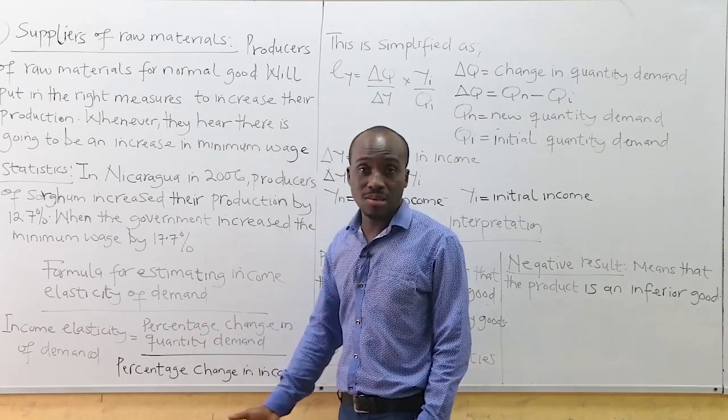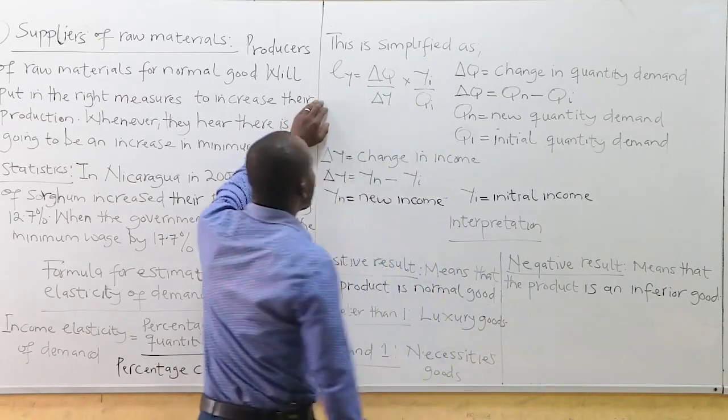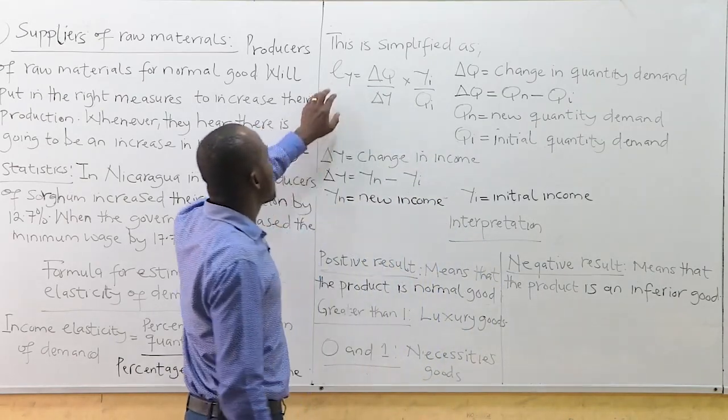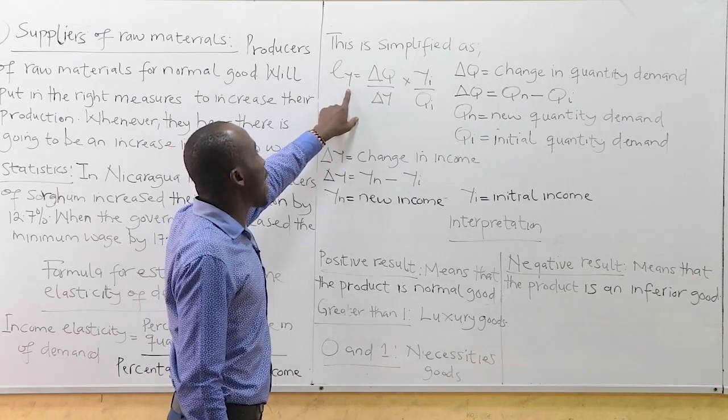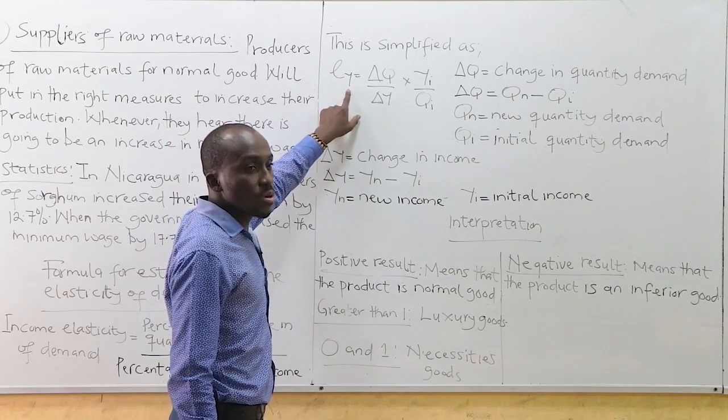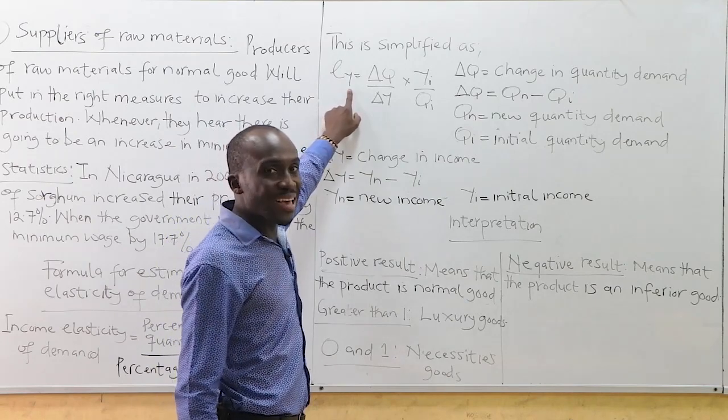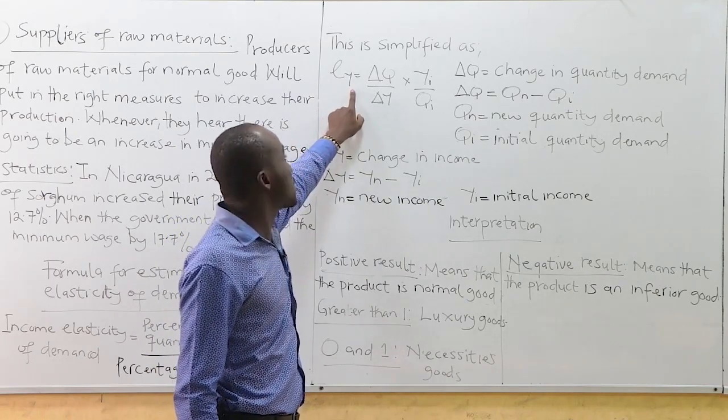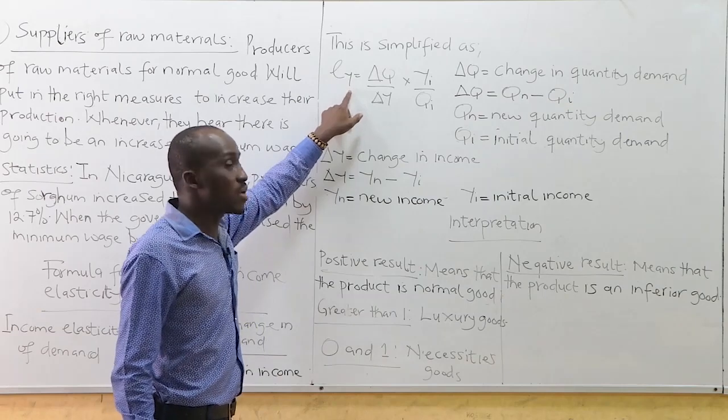But the things are almost the same, virtually. So let's look at here. We can simplify this as change in Y. Here, you use EY, representing income. When we're doing price elasticity of demand, we use ED, representing price elasticity of demand. We use EY, which means income elasticity of demand.